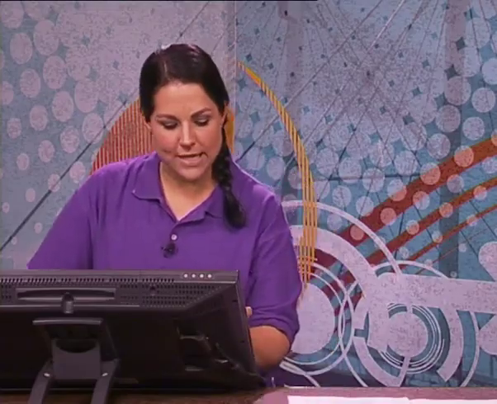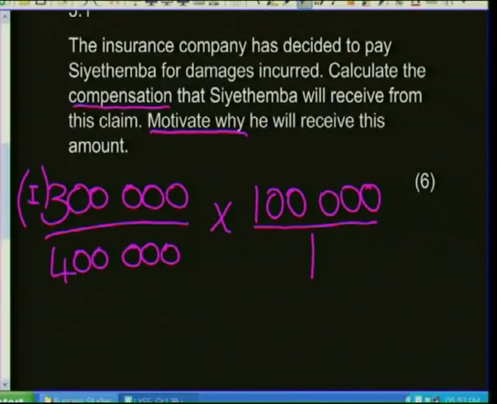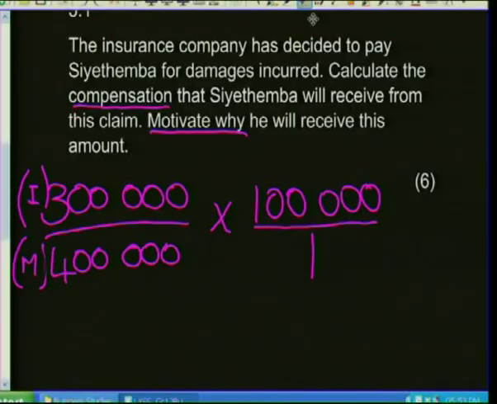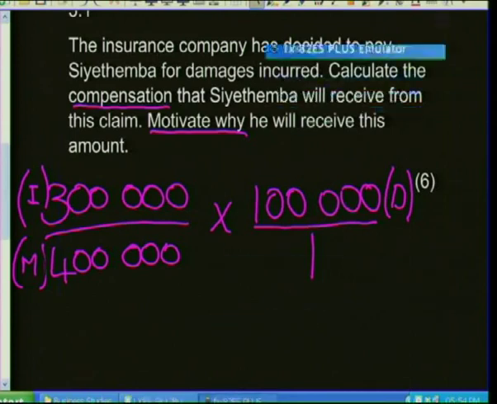This is a simple formula that you can use. We always use the top amount as the insured amount. I'm going to put a little I there for you guys so that you can remember that. And then at the bottom, I'm going to put an M that says, this is my market value. This is what the item or the house or whatever you've insured is worth. And then this 100,000 is what the damage was. I'm going to say D in brackets there so you can remember this. So let's grab a calculator and do this calculation.